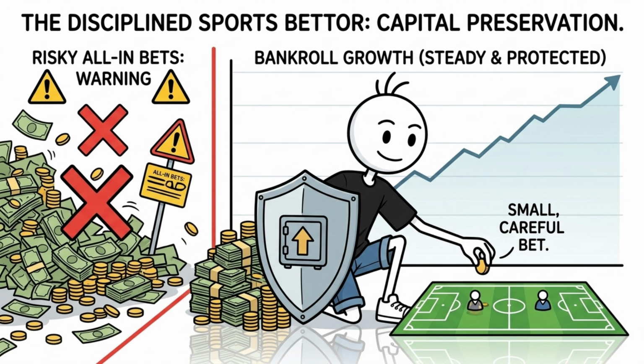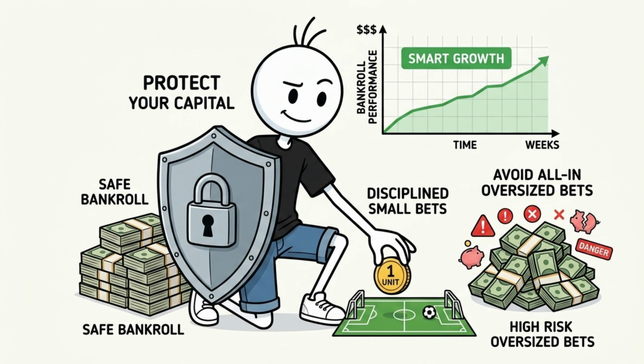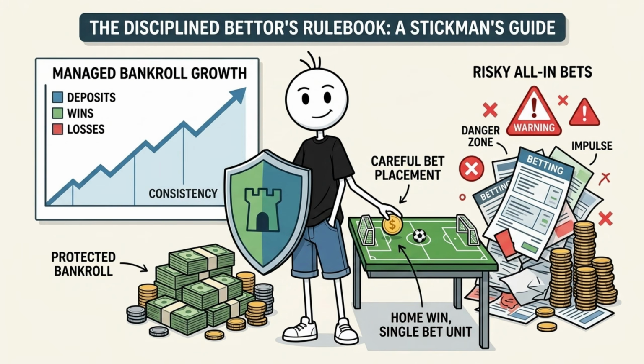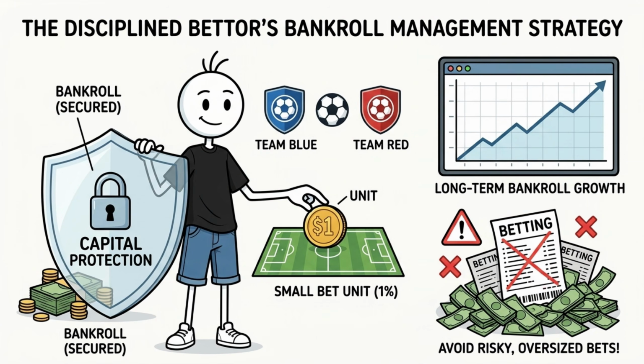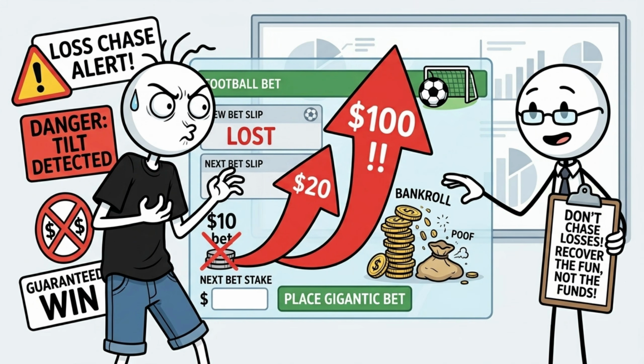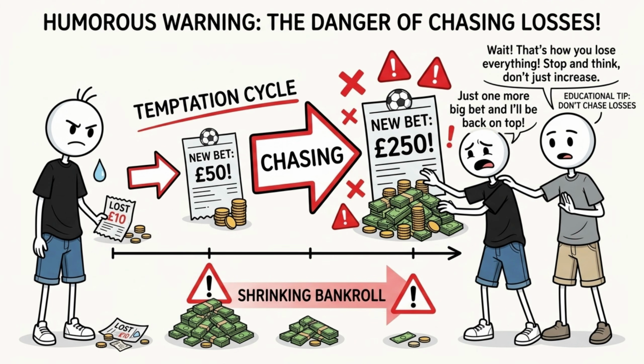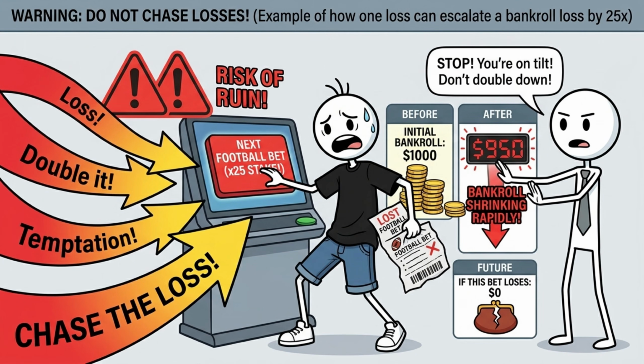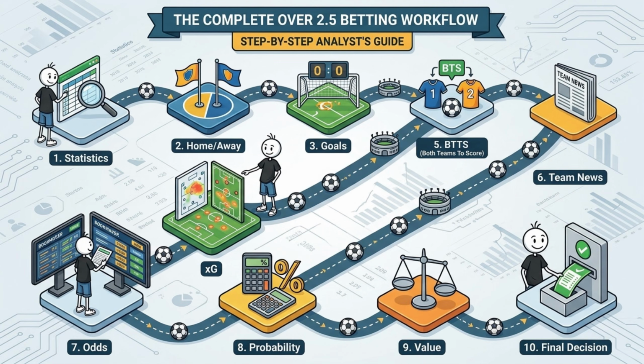And now comes the part that can save your bankroll. Imagine your betting bankroll is $1,000. You decide that 1 unit equals 1%. So 1 unit is $10. You find a strong over 2.5 opportunity. You stake $10. It loses. Do you bet $20 next time? No. Do you bet $40 to recover? Absolutely not. You simply continue following your strategy because losing bets are part of betting. Chasing losses is not.